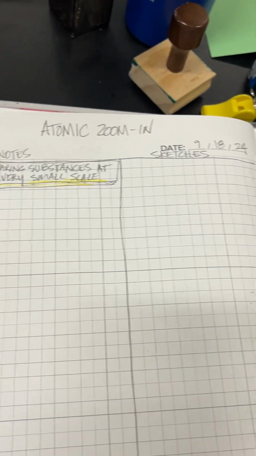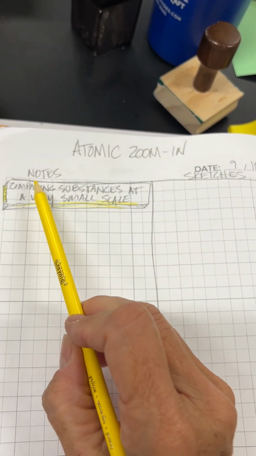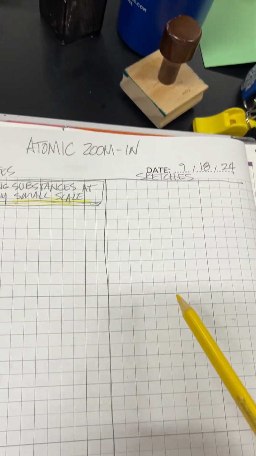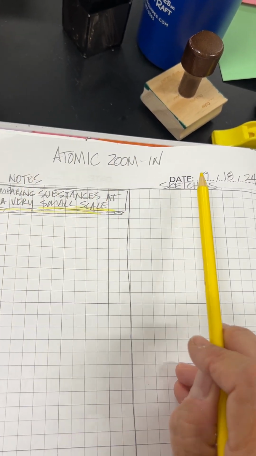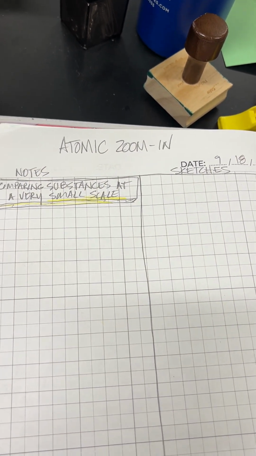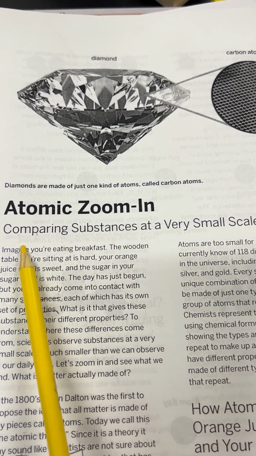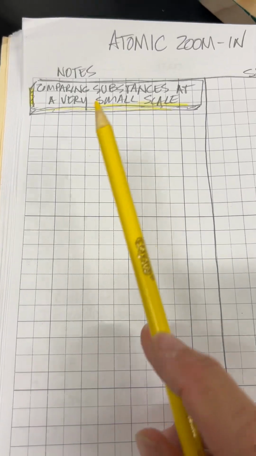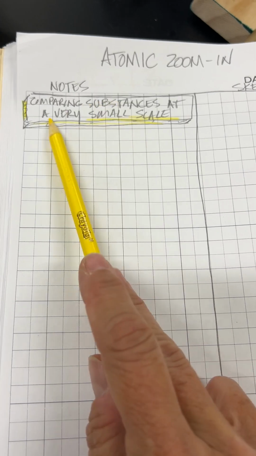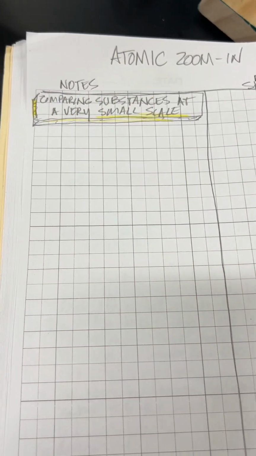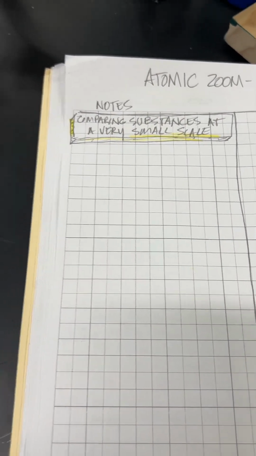Okay, here you can see the title. I've divided my page into two sections. This side is notes, this side is sketches. I've also used the title, the subtitle from the article, and I've put it here, and I have put a box around it so I know where these notes come from.